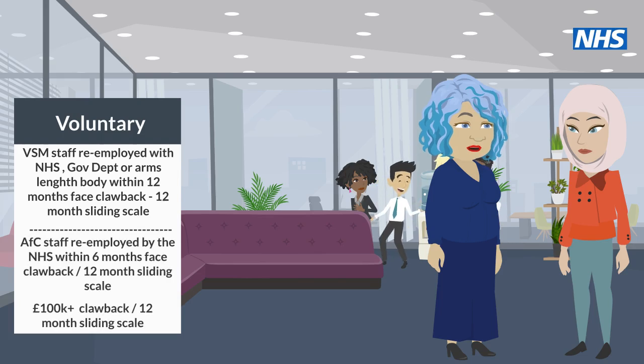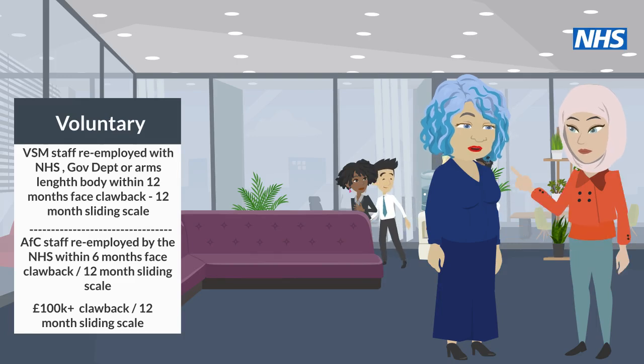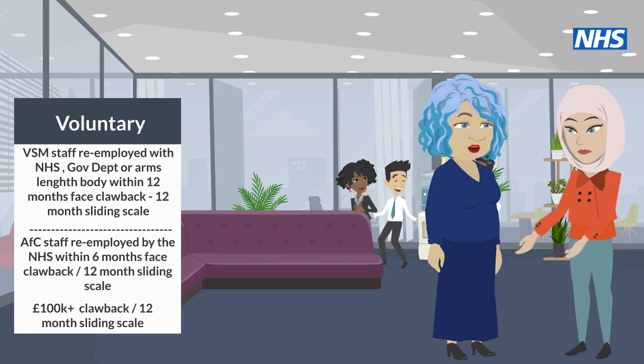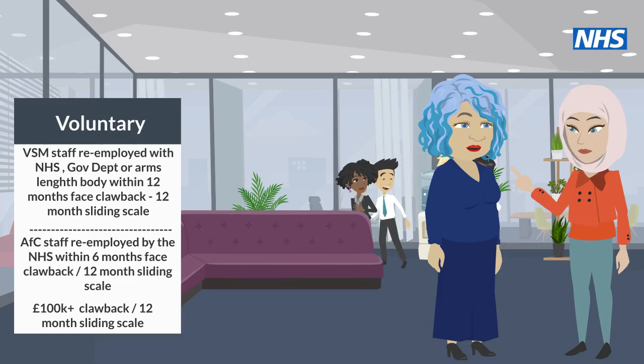Agenda for Change staff who leave on VR and find employment with an NHS employer within 6 months of the end of their current employment with the NHS will be required to repay some or all of any redundancy payment, depending on when that employment starts, on a sliding scale. The exception to the 6 months rule is for staff whose voluntary redundancy payment is anticipated to be over £100,000 and requires DHSC approval, when a 12-month clawback period will apply.